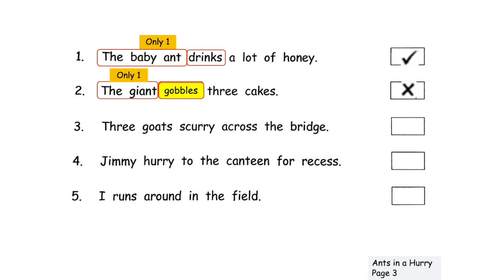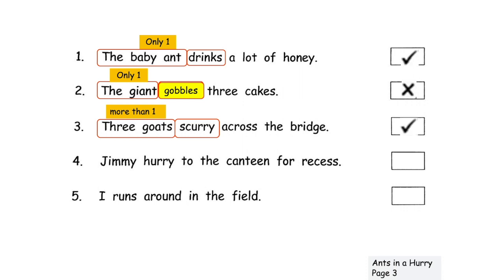Sentence 3. 3 goats scurry across the bridge. My subject is 3 goats. My action word is scurry. 3 goats, there is more than one. Because of that, I do not need to add an S to the end of my action word. So this sentence is correct.